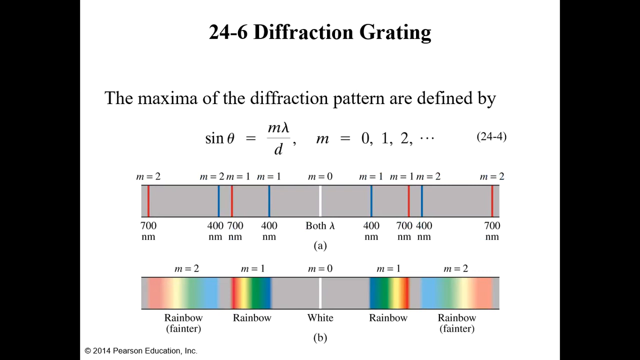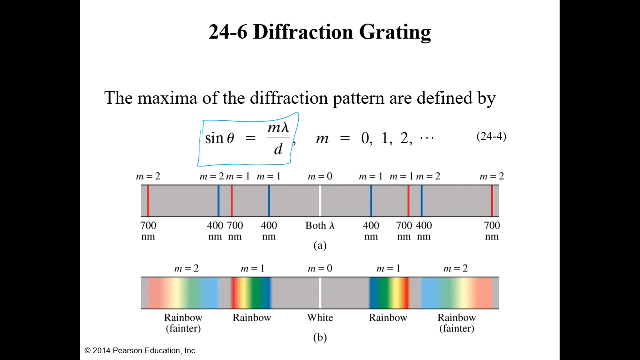Now the interesting thing is that the equation is the same as it was for the 2-slit experiment. Sine theta is equal to m lambda divided by d, which if you multiply by d, you get d sine theta equals m lambda, same as it was for the double slit experiment. And d would be the distance between any 2 lines in your diffraction grating.